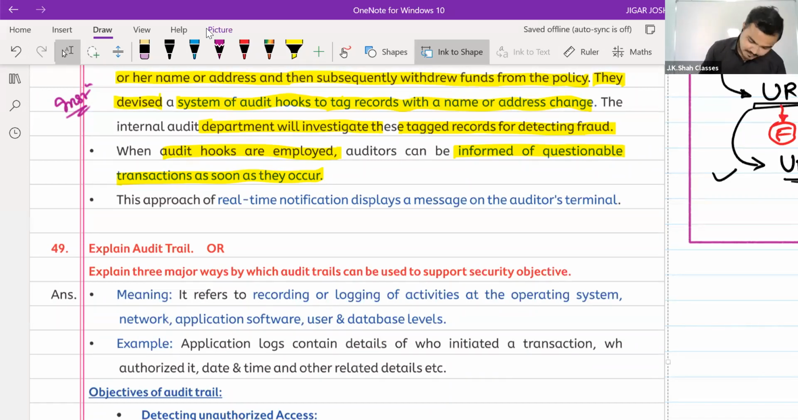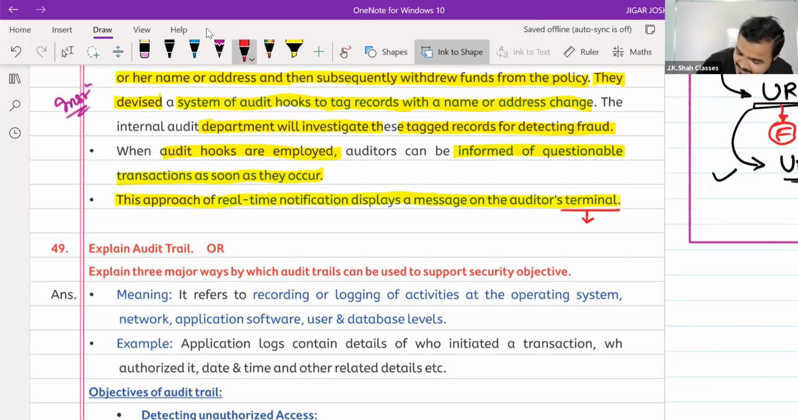Okay, moving ahead, people. This approach of real-time notification displays the message on the auditor's terminal. What do you mean by terminal? Screen, sir. So on the auditor screen, the message will appear that in Urvashi's account, which is also regarded as Unnati and also as Urvi, this type of transaction took place. What is common is, first of all, the nominee. Common thing is that in both the cases previously, where the same address was used, we had dispensed the money and dead bodies were not found. So this is indicating something suspicious in nature, and we need to take care of this.